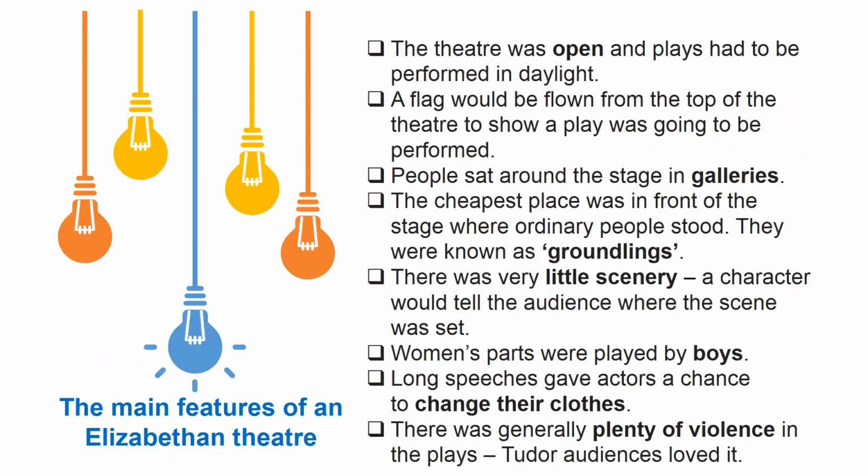The main features of an Elizabethan theatre. The theatre was open and plays had to be performed in daylight. The flag could be flown from the top of the theatre to show the play was going to be performed. People sat around the stage in galleries. The cheapest place was in front of the stage where ordinary people stood. They were known as groundlings. There was very little scenery. The characters could tell the audience where the scene was set and also the time.